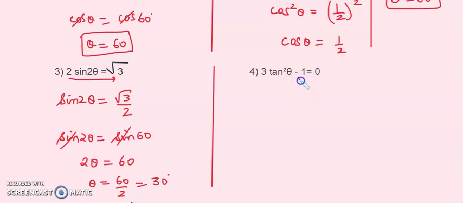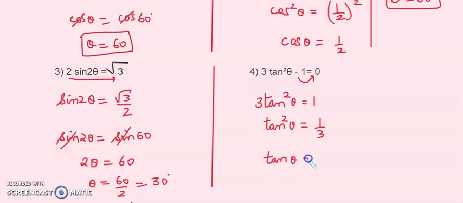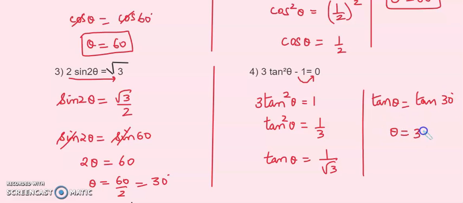Now, first of all, we have to shift the 1 and then the 3. So we'll say 3 tan square theta equals 1. Then tan square theta equals 1 upon 3. Right? Now taking the square root. So tan theta is equal to the square root of 1 upon 3, which is 1 over root 3. Now which value of tan is 1 upon root 3? Which angle value? Yes, it's tan 30. So you get theta equals 30. Right? Clear?